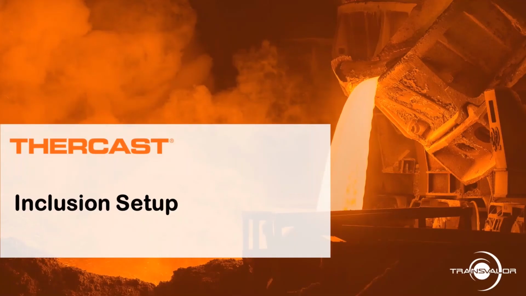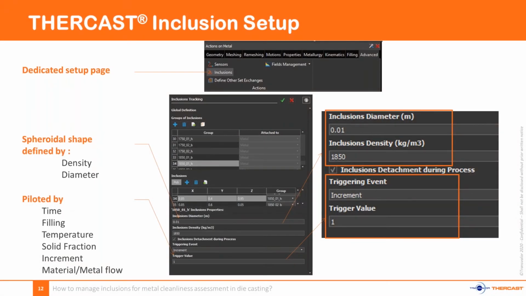Okay, so how do we do that actually? Some brief words about the setup. When you activate the action of metal in the interface, you have access to the advanced folder in which there is an inclusion button. If you click on the inclusion button, this opens a dedicated setup page, which is this one actually, on which you have all the parameters requested for the definition of the particles, and then activate the model of inclusion management.